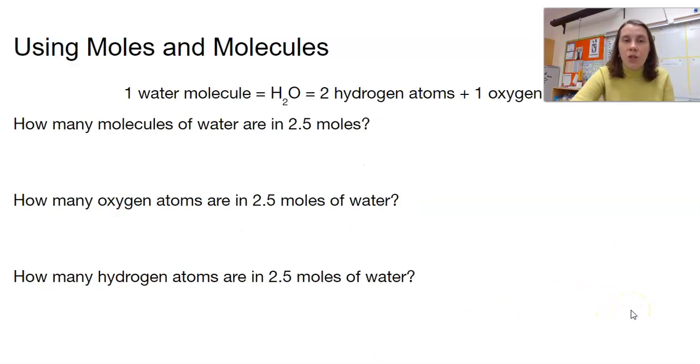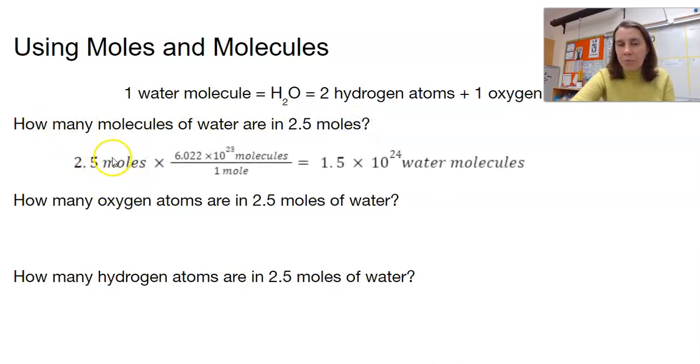So now let's go ahead and do this using the mole. So if we know that 1 water molecule, which is an H2O, has 2 hydrogens and 1 oxygen, that's our ratio, just like the cheese and bread was in our previous question. So how many molecules of water are in 2.5 moles? So 2.5 moles is still going to go right out in the front. We know that 1 mole is 6.02 times 10 to the 23rd molecules. This is where you would use that EE button on your calculator to do the calculation, and then you'd get 1.5 times 10 to the 24th as the number of water molecules that you had.